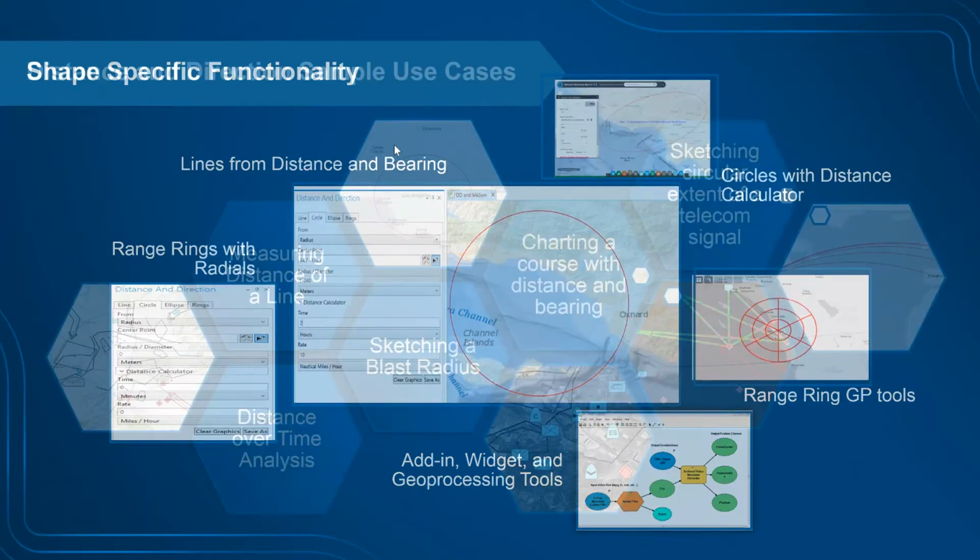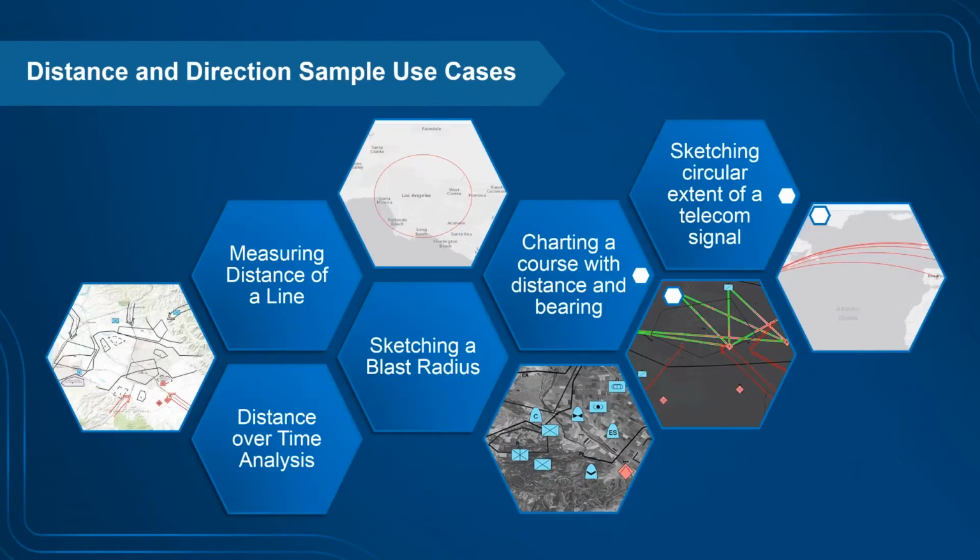Before we dive into the demo, I'd like to go over just a couple of use cases. Because you're simply drawing shapes on the map, use cases are very broad. It could be as simple as measuring the distance of a line, but also, like I said, you can chart a course with distance and bearing, conduct distance over time analysis, sketch a potential blast radius, or sketch the circular extent of some sort of telecom signal. And that could also be used with ellipses as well.